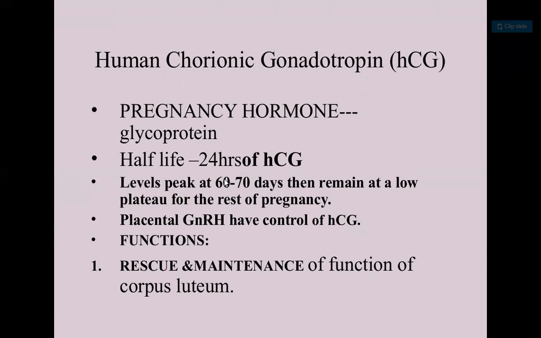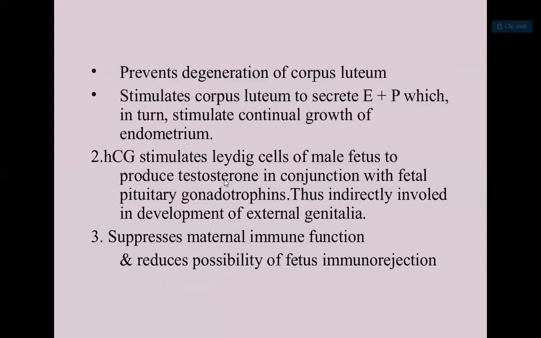Then placental GnRH has control over the HCG. And what is its function? It is the rescue and maintenance of function of the corpus luteum. So that is the main function of it. Second, it prevents the degeneration of the corpus luteum. It stimulates the corpus luteum to secrete estrogen and progesterone, which in turn stimulate continual growth of the endometrium. So whatever growth takes place during the pregnancy depends upon this HCG hormone.